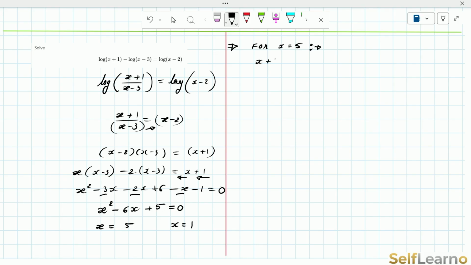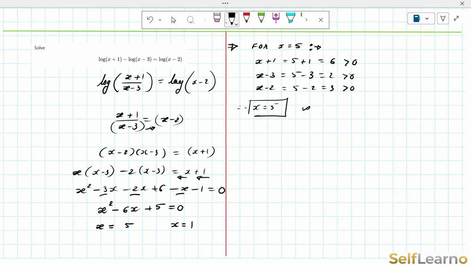x plus 1, 5 plus 1, that is 6. It is positive. Okay, go ahead. x minus 3, 5 minus 3, that is 2. It is also positive. Go ahead. x minus 2, 5 minus 2, that is 3. It is also accepted. Therefore, x equal to 5 is accepted. Cool.